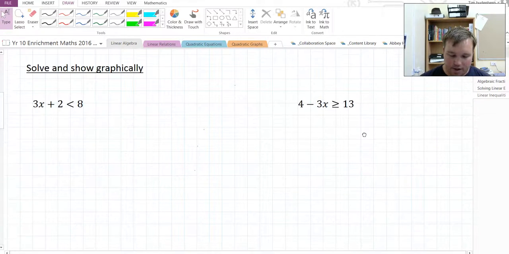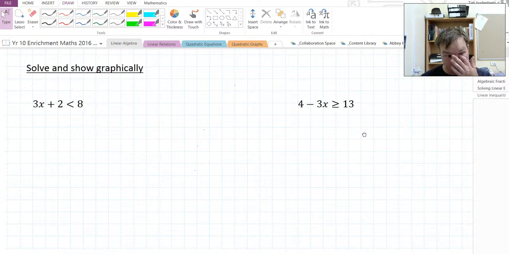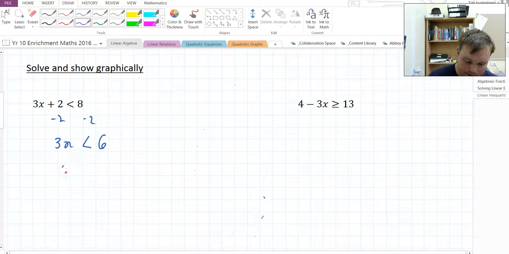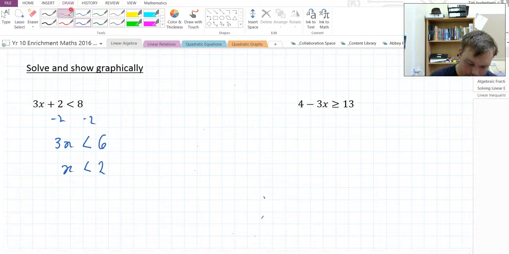So, if I were to solve and show the solution graphically to these, there are a couple of steps to go through. Firstly is get x by itself. Now, that we're quite used to doing, and by looking at this you can probably see where the solution point will be, I guess. Take 2 from both sides. 3x is less than 6. X is less than 2. Okay, so clearly I've taken 2, and I actually forgot to write the step here, but we're dividing by 3.